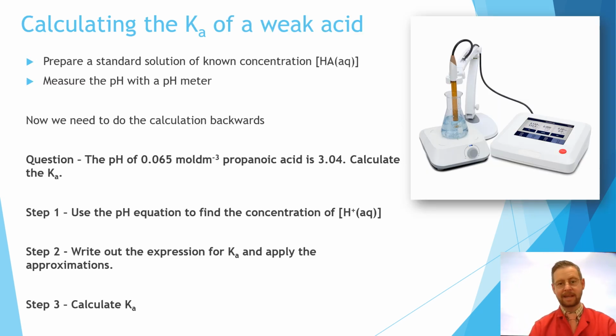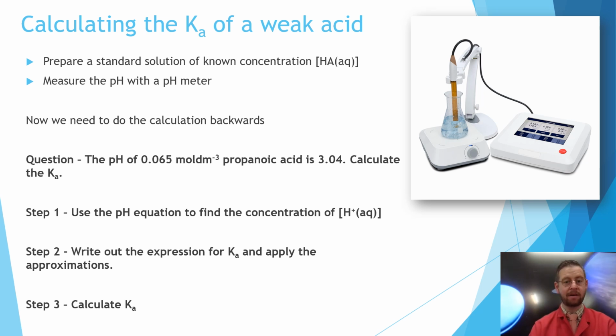A question might ask us to calculate the acid dissociation constant of a weak acid, or indeed, we might be asked to do this in a practical activity. So one of the things we'd need to know to calculate Ka is the concentration to start with. We'd also need to know the pH, and then we would be able to work out what the acid dissociation constant was. So we'd measure the pH accurately with a pH meter. Here's one here, but others are available.